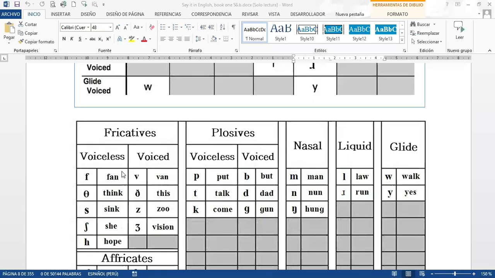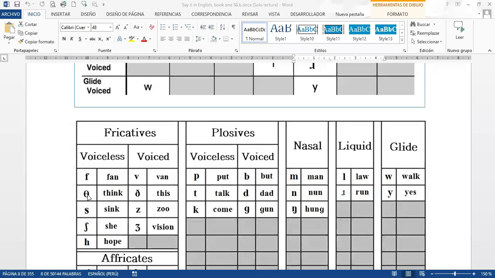Okay, so we have F and we have V. So we have fan, and here we have van. What is the difference? The difference is the vocal cords are vibrating because all these are voice and these are voiceless.